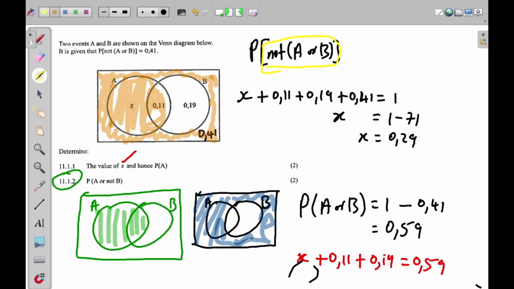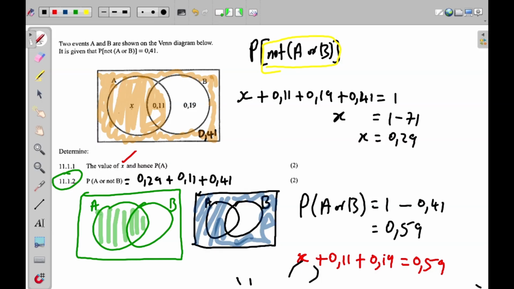So to find the probability of A or not B then simply means I have to add up every number that is in the colored area, because those numbers are already probabilities. So we already know x is 0.29. We know the intersection is 0.11. And finally, the 0.41. And just like that, you have the probability of A or not B. I promise you, whether you're in grade 10, 11, or 12, this is a question to expect.